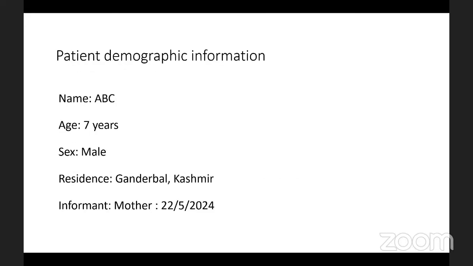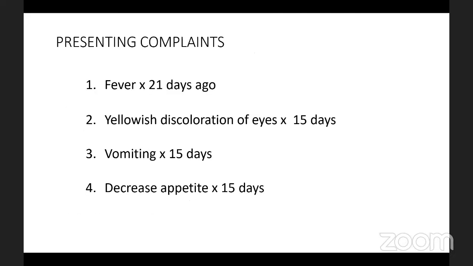My patient, named ABC, is a 7-year-old male, resident of Gadarbal, Kashmir, informant mother, date of examination 22 May 2024, presenting with complaints of fever 21 days ago, which subsided after 2 days, followed by yellowish discoloration of eyes 15 days back, followed by vomiting 15 days back and for 2 days, and decreased appetite 15 days back.